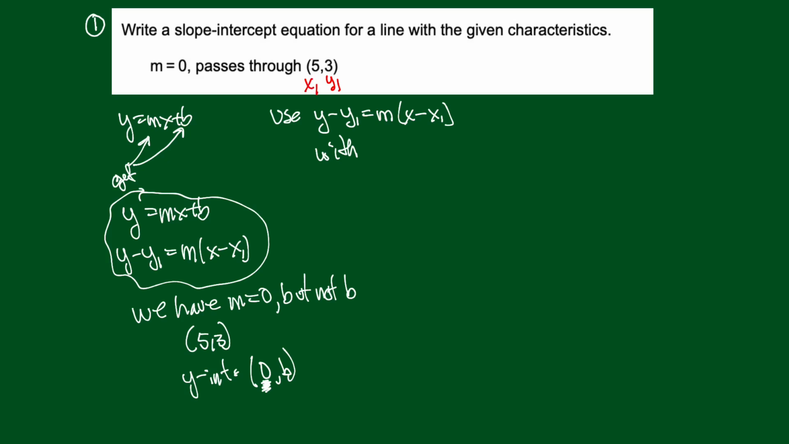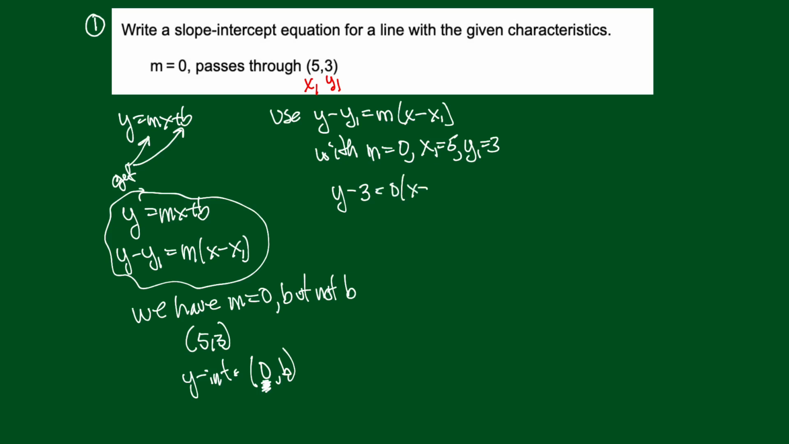So I'm going to use this form, y minus y1 equals m times x minus x1, with m equal to 0. We're given that. x1 is 5, the first x I see, the only x I see. And y1 is 3, the first y I see, the only y I see. So let's substitute. We'll get y minus 3, just substituting 3 for y1. And then m is 0, so I'll put a 0 in here.